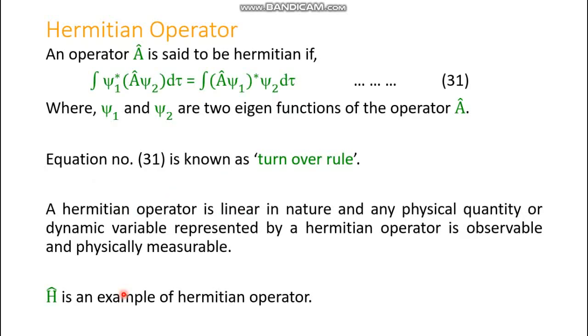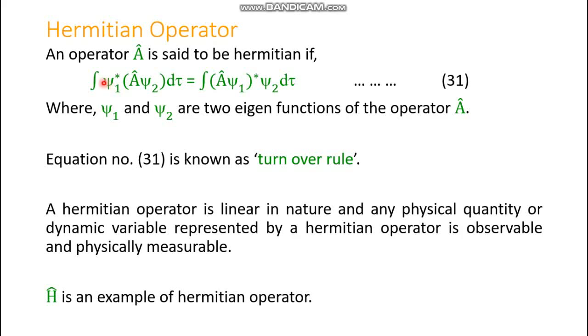Okay, now Hermitian operator. Suppose A cap is an operator, and A cap star is the complex conjugate of that operator, and if psi is the function, then psi star is its complex conjugate; for psi 1 it is psi 1 star, and for psi 2 it is psi 2 star. In that case, a Hermitian operator can be defined as the equality of these two integrals, and this is equation number 31, which is also known as the turnover rule. So what are the two integrals?